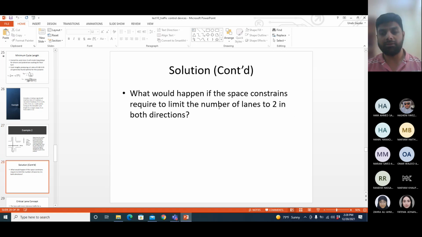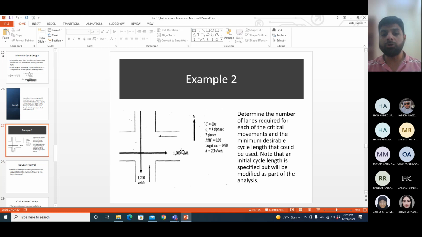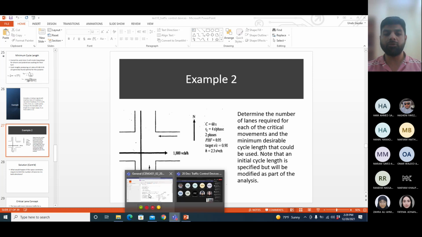Now let's say the client puts us under a restriction that we can have a maximum of 2 lanes in each direction. This is a very common restriction, because of space constraints. The space on the ground can be limited, and because of that, the number of lanes cannot be increased as much as you like. So if I have 2 lanes in each direction, both the volumes must be divided by 2. 1800 divided by 2 is 900, and 1200 divided by 2 is 600. So 6 plus 9 again gives you 1500.